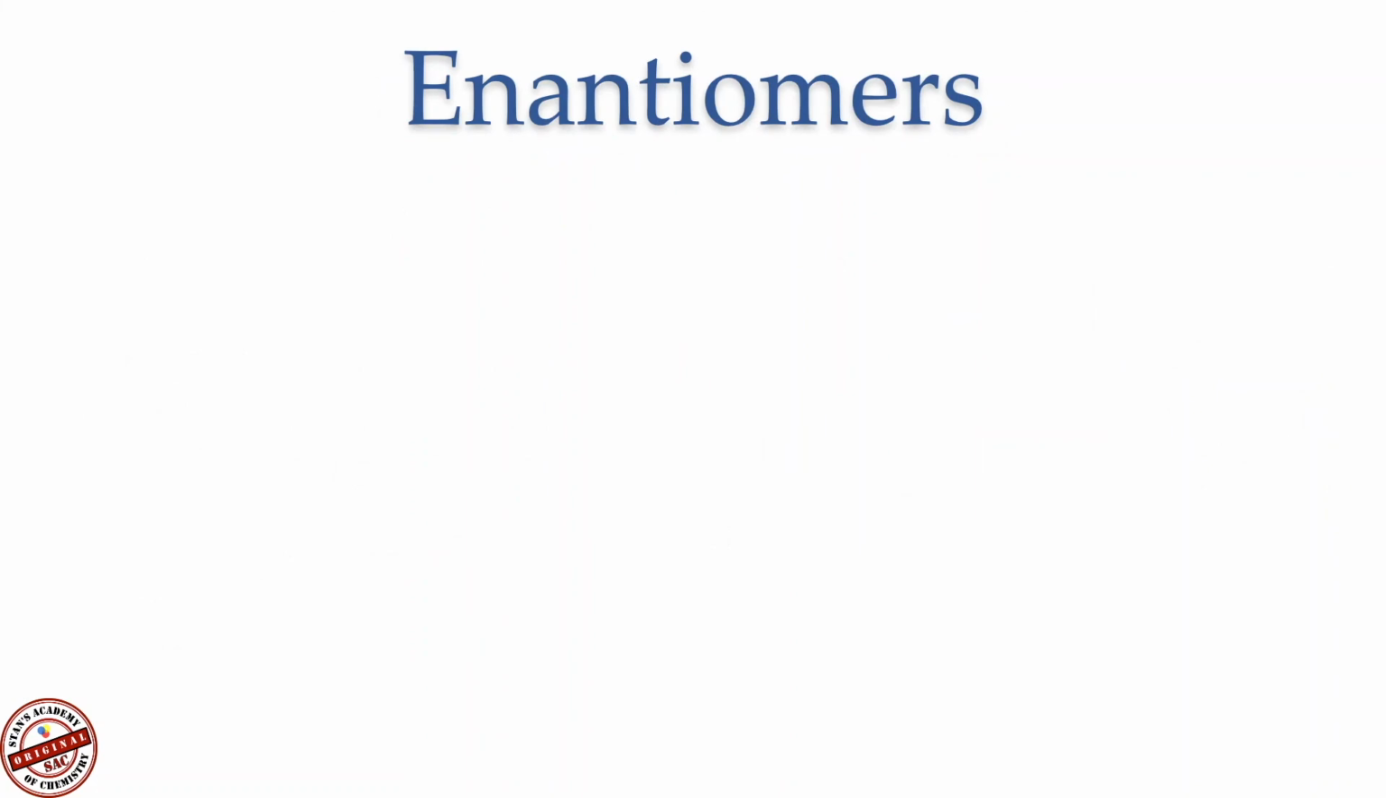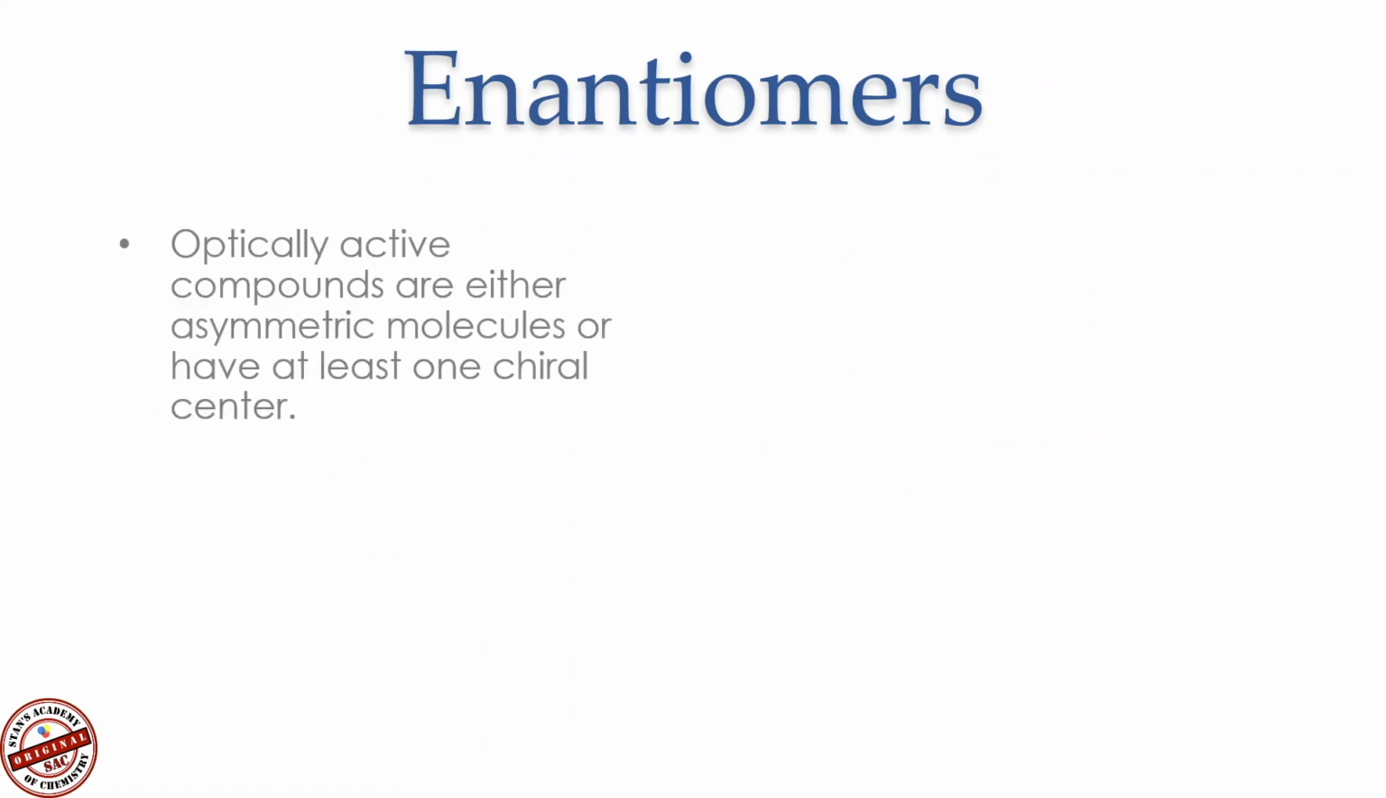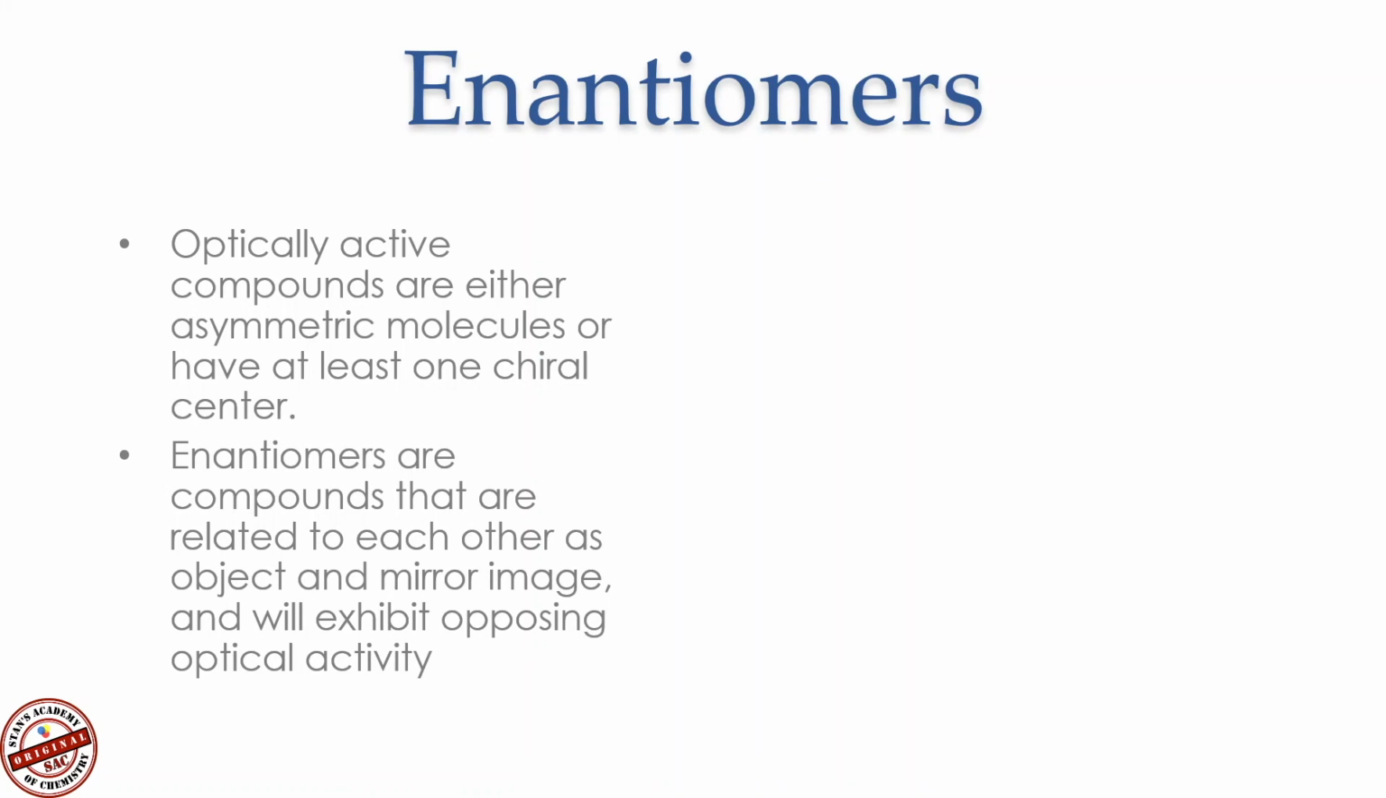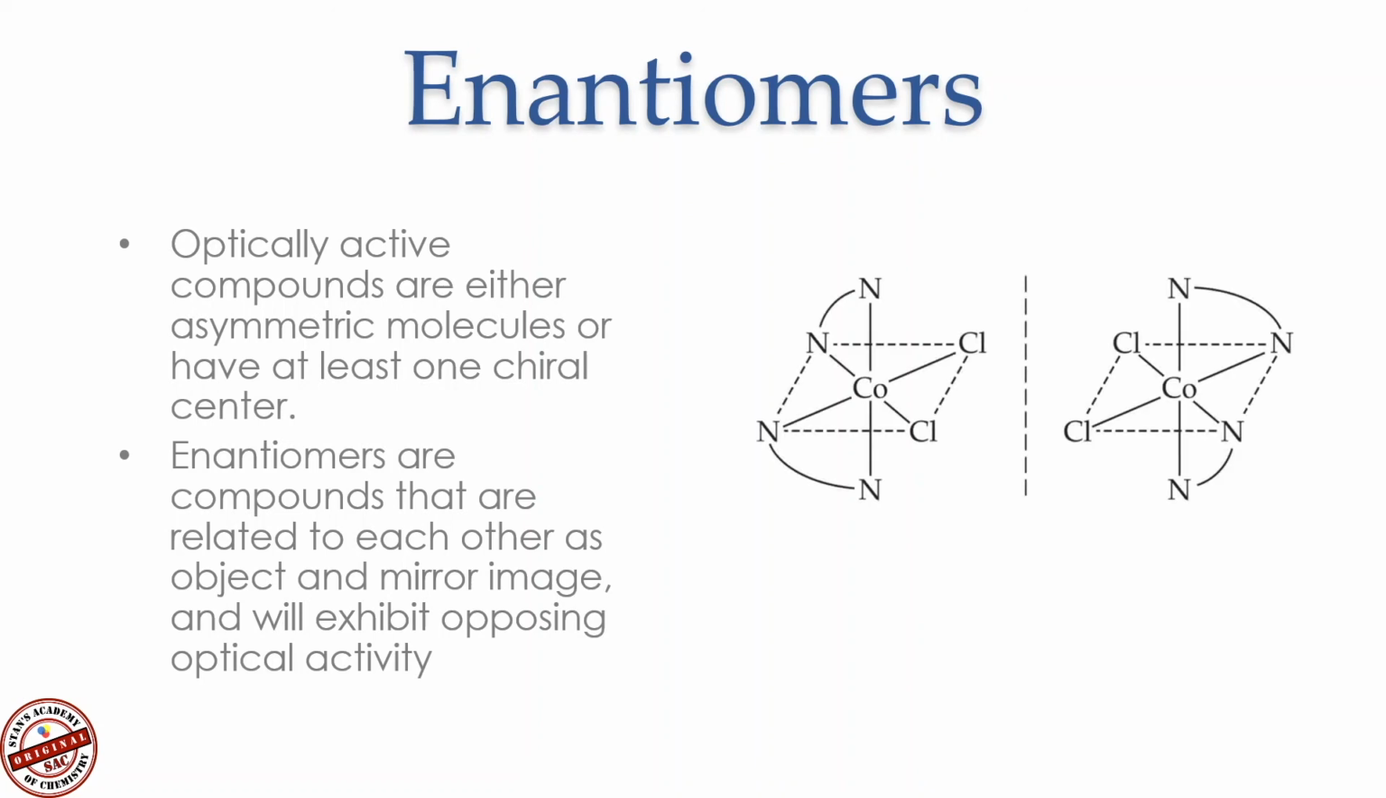Now, this is a term that we tend to use, enantiomers. Compounds that are related to each other as object and mirror image are usually referred to as enantiomers. So optically active compounds are either asymmetric molecules or have at least one chiral center, we said. Now, enantiomers are compounds that are related to each other as object and mirror image, and they will both exhibit optical activity. One will be the opposite of the other. So we can have enantiomers in complex compounds too. Here is an example.